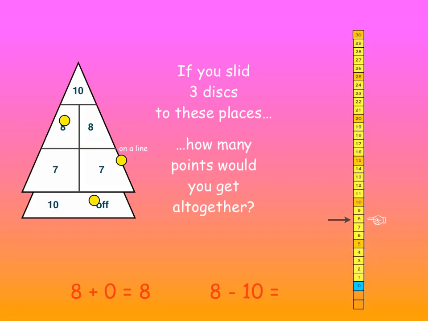Uh-oh. We just went below 0. What numbers are down there? -1 and -2. -1 is one number below 0. -2 is, well, a little farther down. So you end at -2, and that's your score. You get -2 points.